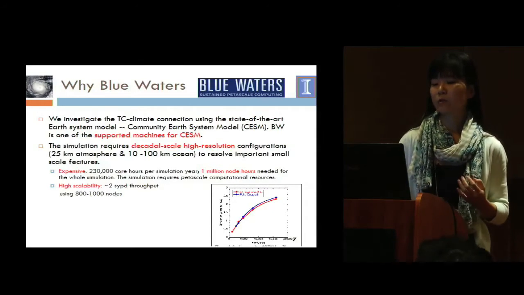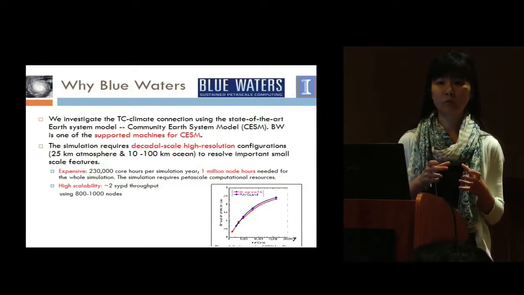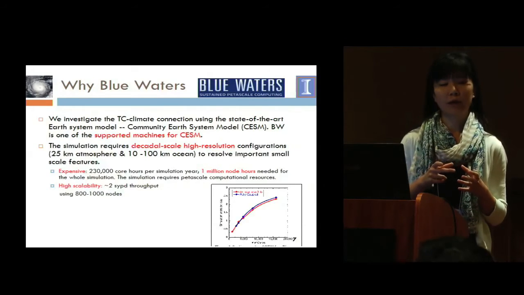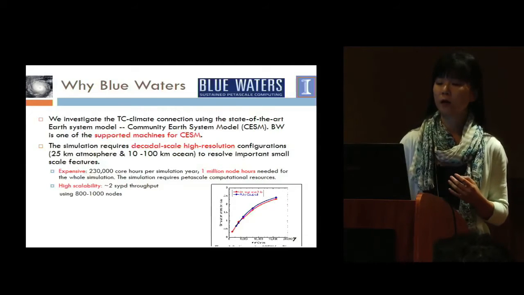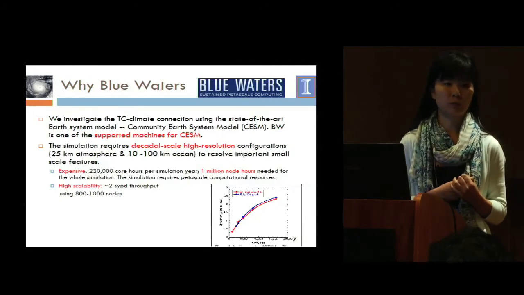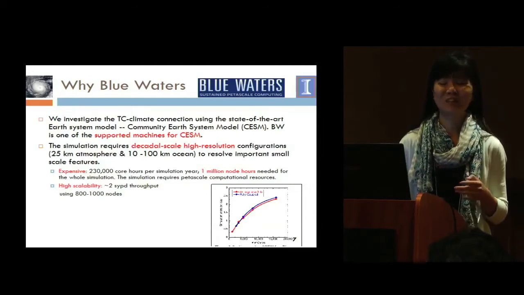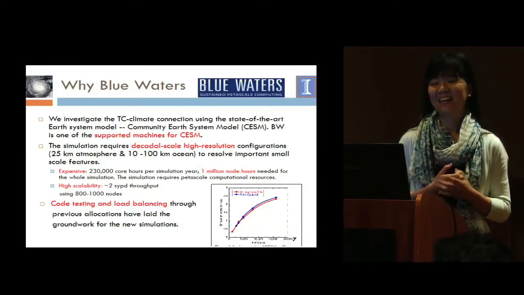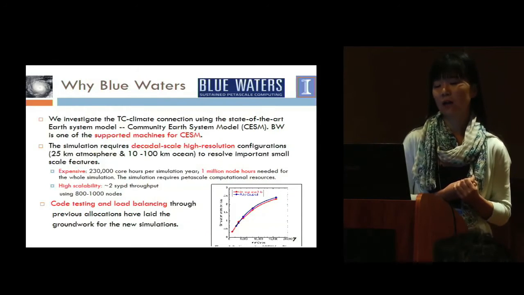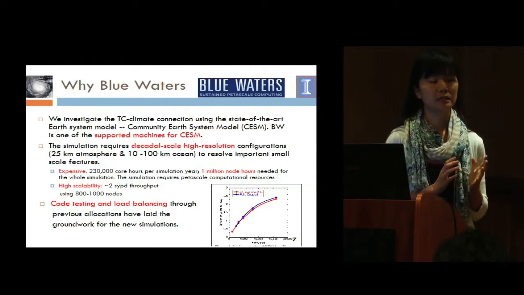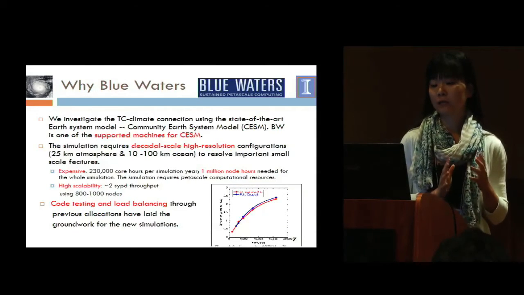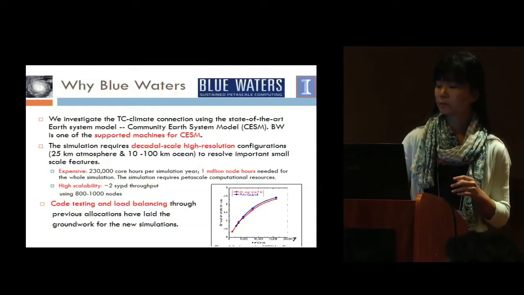We see that the atmosphere model, the most expensive component, has very high scalability. It uses a spectral element dynamic core. So when we use about 800 to 1,000 nodes, we can get a throughput of about 2 simulation years per day, sorry, 2 simulation years per day. And we have also done a lot of code testing and load balancing through previous allocations, which has laid some groundwork for the new simulations.